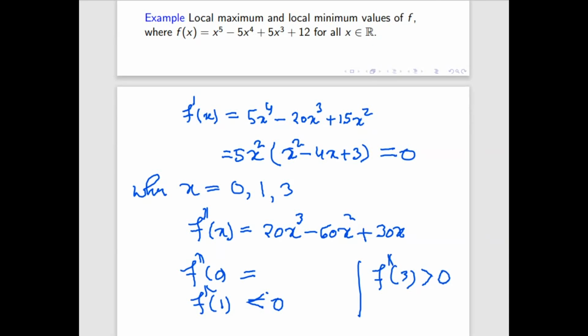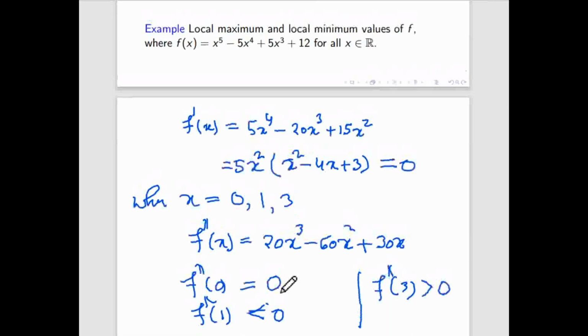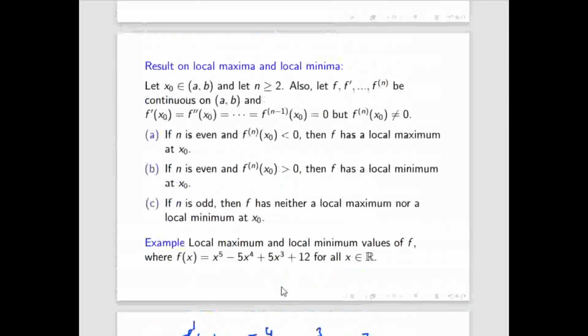Positive. At 0 it is 0. So what about 0? Is 0 the maximum or minima? At 0 it is 0, so we cannot say anything. So what will we do? At 0, because it is 0, we'll go to the third derivative. If the third derivative is 0, then we'll check the sign of the fourth derivative.